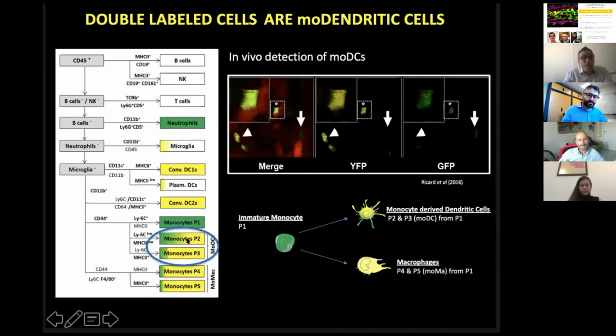monocyte-derived dendritic cells of phenotype P2 or P3 according to our nomenclature. The nomenclature that we use is basically based on the idea that all the cells derived from monocytes come from green monocytes that are immature, and they have the choice either to differentiate toward a monocyte-derived dendritic cell phenotype with antigen presenting capability, or toward a macrophage phenotype. And these cells, the double-labeled cells, count among the dendritic cells at different stages of maturation.